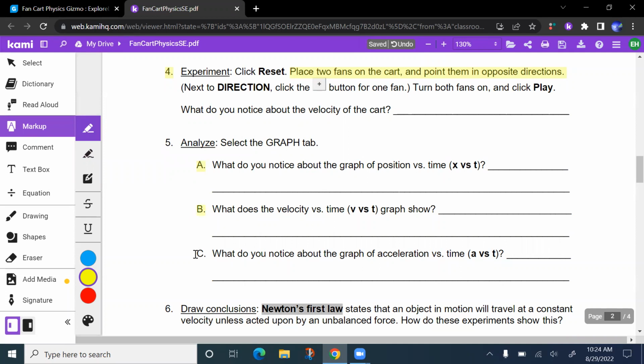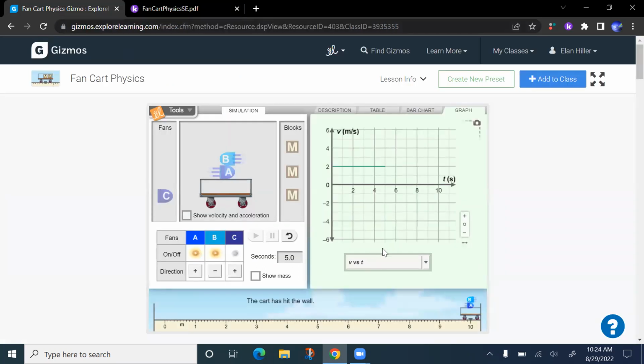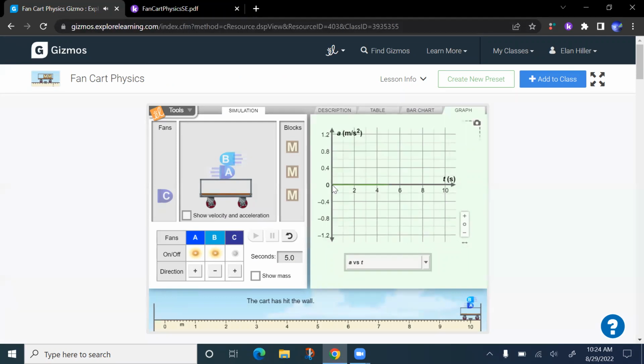Part C, what do you notice about the graph of acceleration versus time? Now that's one we haven't explored yet in any of our labs or activities. So let's take a look. Switch this over to acceleration versus time, and there you go. You'll see it. For 5 seconds, it's showing 0 acceleration, right? All along the t-axis is 0 acceleration. So constant velocity means you're not accelerating. And we're representing that by showing 0 acceleration on the graph.